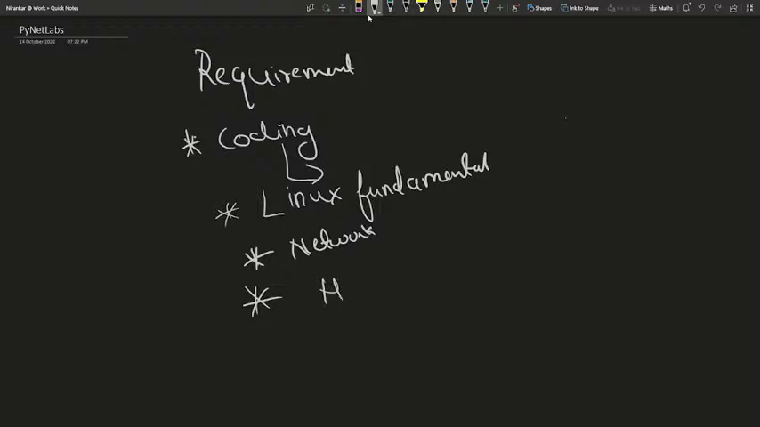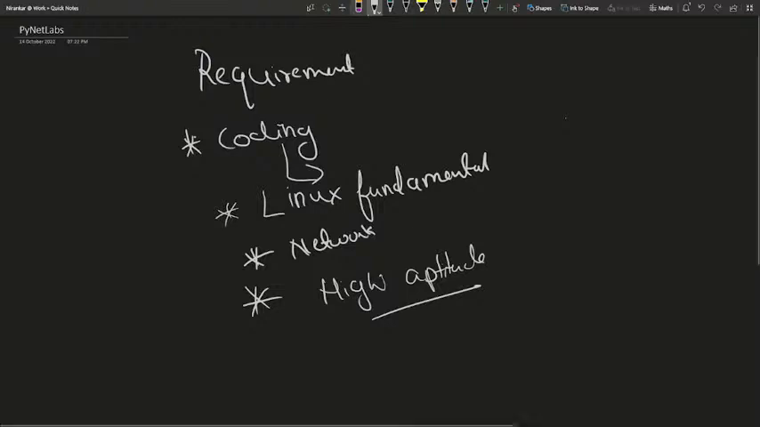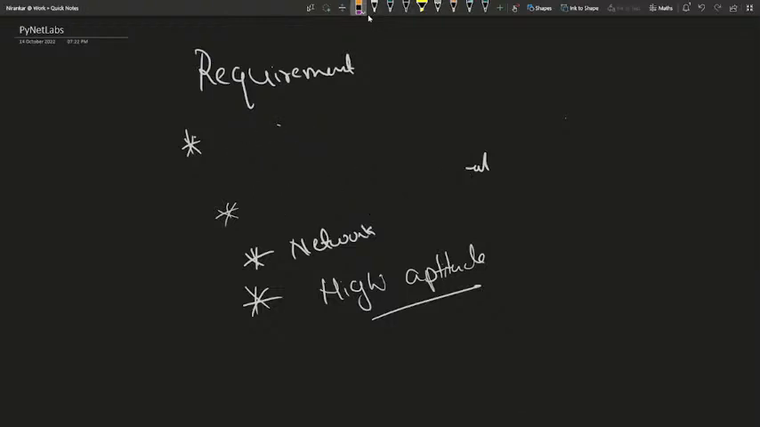High aptitude. You have to take decisions according to the cases you have. So you must have a high aptitude before going into any field in cybersecurity. So these are the requirements in cybersecurity. Also, you need a good brain. Just joking. You can develop it. So these are the requirements.